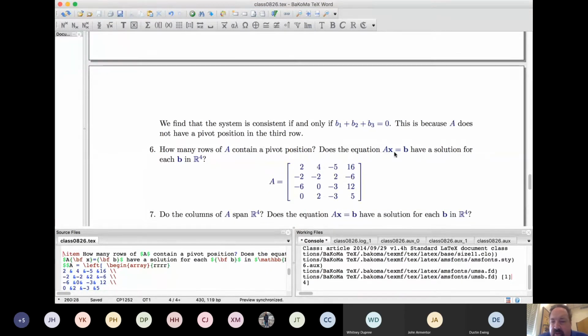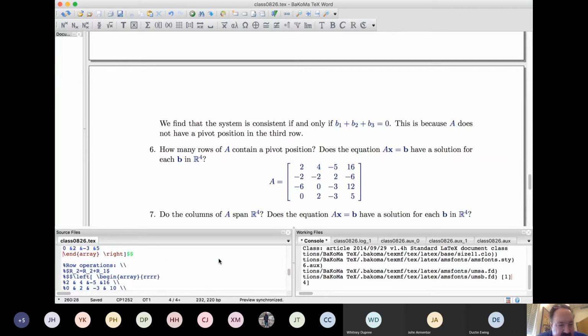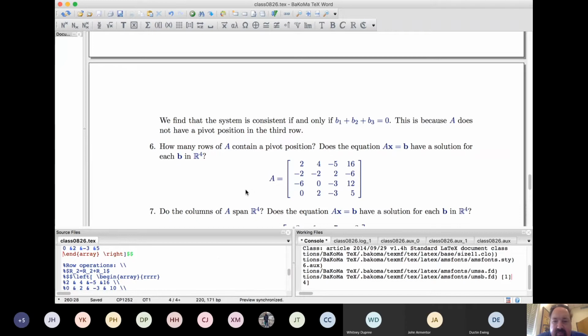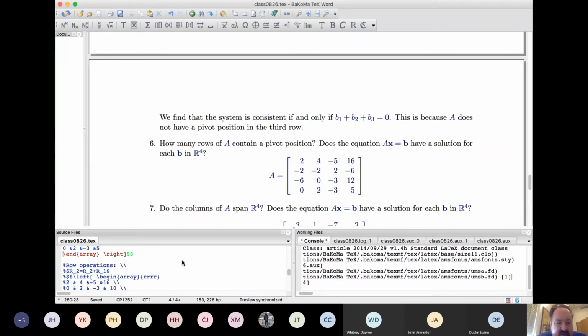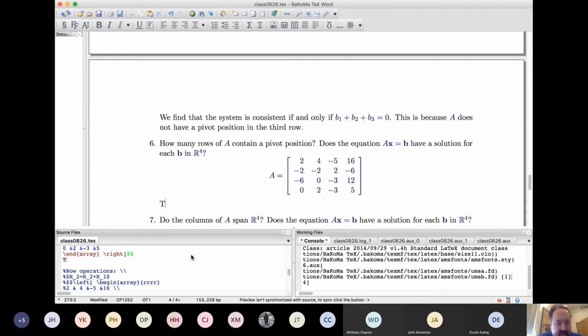So here's another question about whether a system can be solved. Again, the right-hand side is not specified. So what we want to know is, does this system always have a solution or not? So how does this relate to pivot positions?